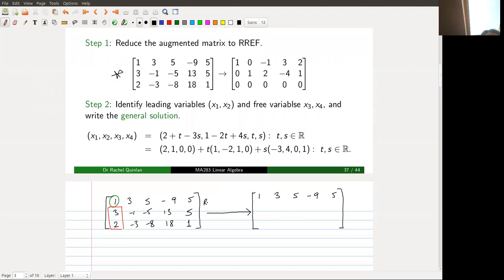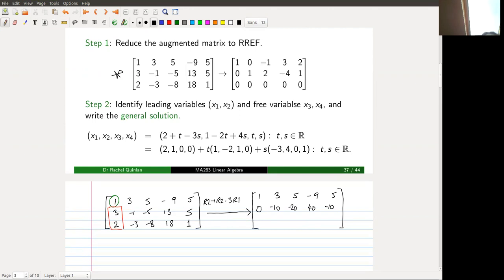So from row 2, we want to turn that 3 into a 0. So we should subtract 3 times row 1 from row 2. When we do that, we get 3 minus 3 times 1. We get minus 1 minus 3 times 3. We get minus 5 minus 3 times 5. That's minus 5 minus 15. We get 13 minus 3 times minus 9. That's 13 plus 27, which is 40. And we get 5 minus 3 times 5. That's minus 10. So you can already see this example wasn't chosen randomly. It was chosen to have some nice numbers in it.